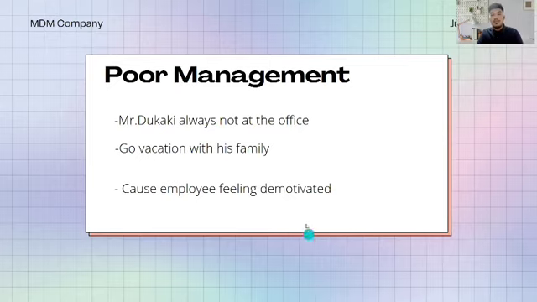Okay, first, poor management. Let me tell the definition first. Poor management means the leader cannot lead the organization very well. In this case, Mr. Dukoki is always not at the office because he always goes for a vacation with his family. For example, they go to the Marine Coast in the Caribbean during winter months. This caused the employee feeling demotivated and not being appreciated because when they need Mr. Dukaki in the office, he is always not there.